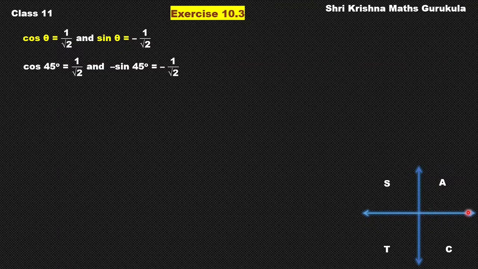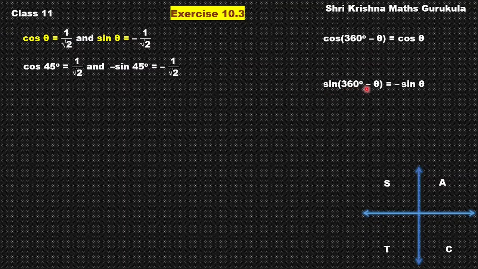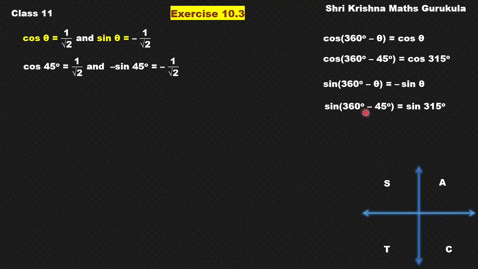When we express an angle in terms of 360 or 180, the trigonometric function does not change. So in this case, we are expressing the angle in terms of 360, which will be 360 minus theta, which will be little less than 360. So angle will lie in fourth quadrant. So it is cos of 360 minus theta equal to cos theta. Similarly, sin of 360 minus theta is minus sin theta, fourth quadrant. So we will write for theta as cos of 360 minus 45 gives us cos 315 and sin of 360 minus 45 gives us sin 315.